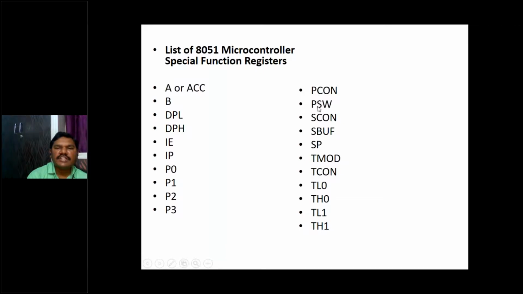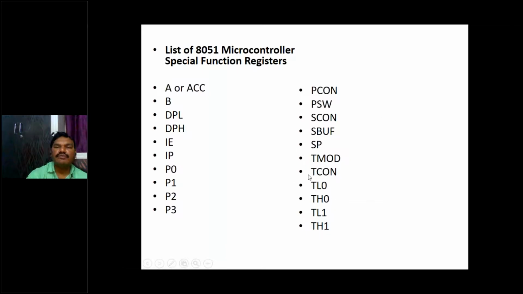PCON stands for power control register, and PSW stands for program status word. SCON is the serial communication control register, SBUF is the serial communication buffer register, and SP is the stack pointer register. TMOD and TCON are the timer mode register and timer control register, then TL0, TH0, TL1 and TH1. The explanation about SCON to TH1 is the second part of your unit 2.